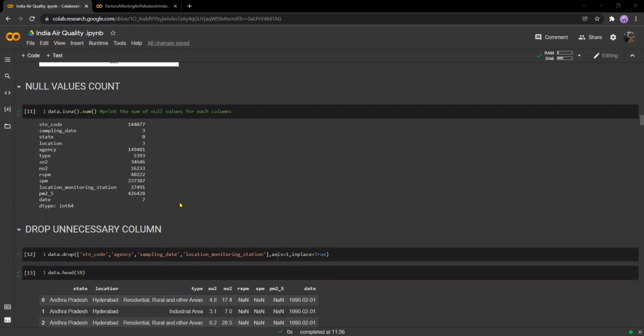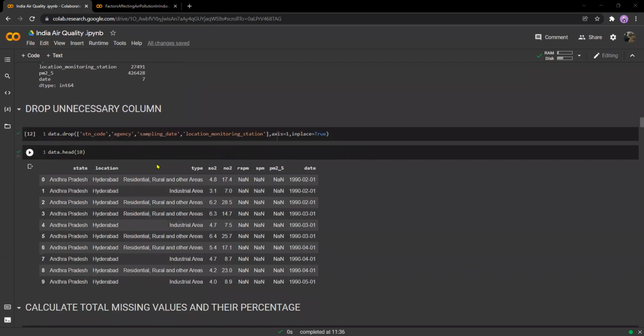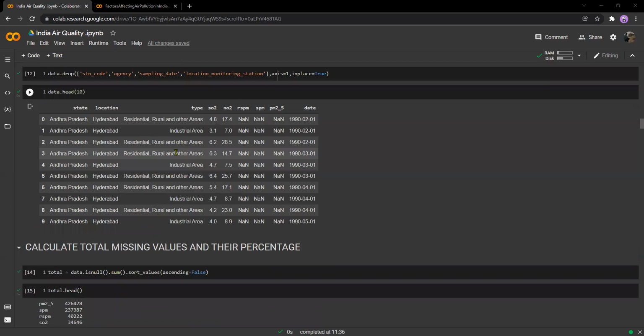Now we are going to do the statistical analysis, so that we can calculate the mean of the data. First of all, we have to consider all the null values, because they are not required for this analysis. Station code has various null counts, as well as sampling date, state, location, and agency. There are some columns that are not necessary for this analysis. Station code, agency, sampling date, and location monitoring stations are the columns that we are going to ignore.